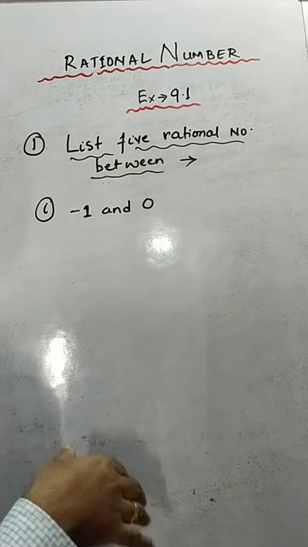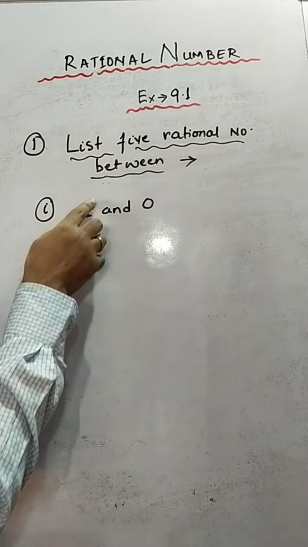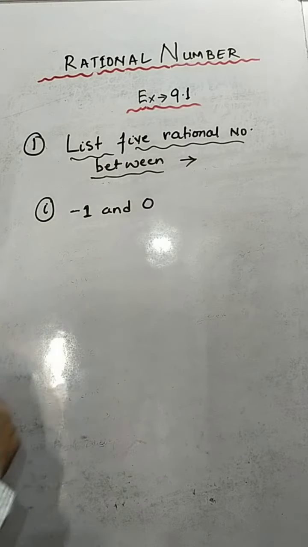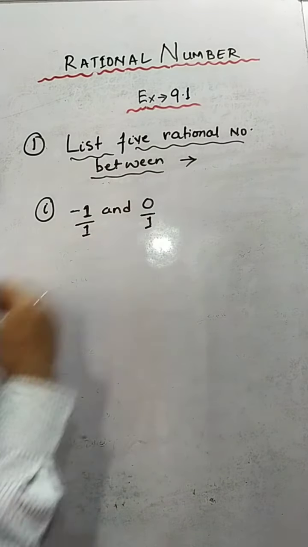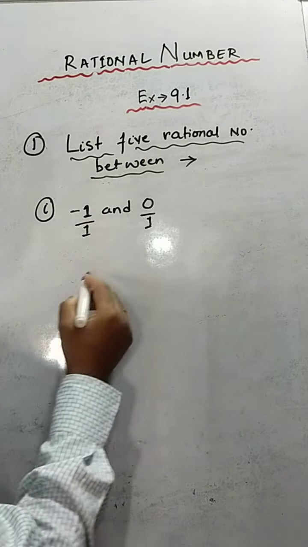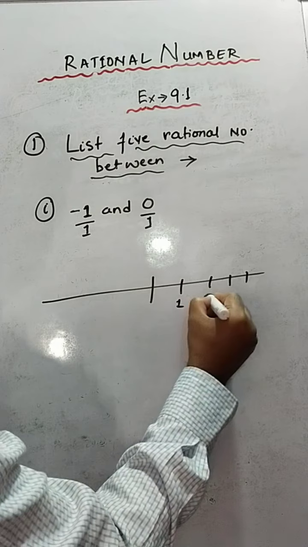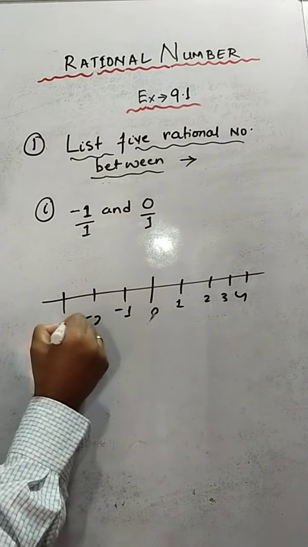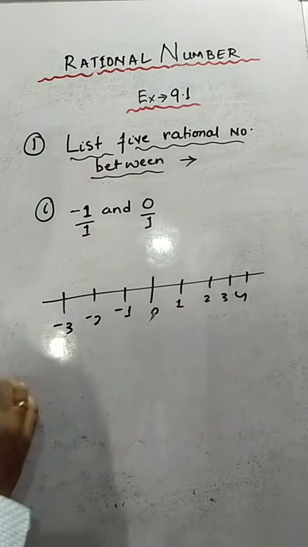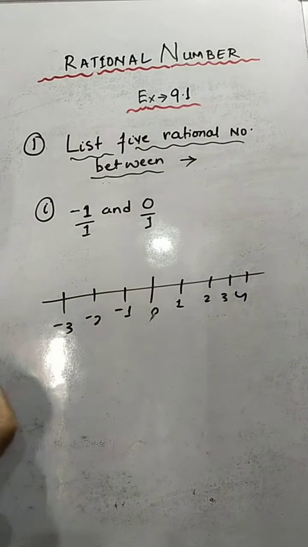Because I've already defined that a rational number should be in the form of a by b. So it is only a. Where is b, sir? So b is 1. We know that in the number line there are all integers: 1, 2, 3, 4, 0, -1, -2, -3. These are all integers, but are they in the form of a by b? Yes, they are in the form of a by b, students.